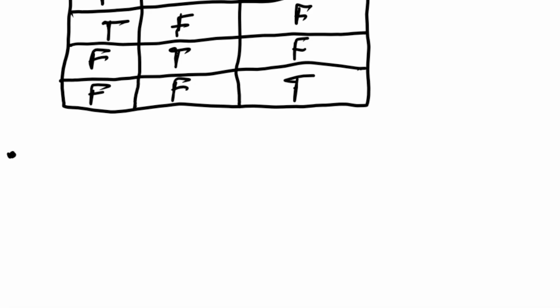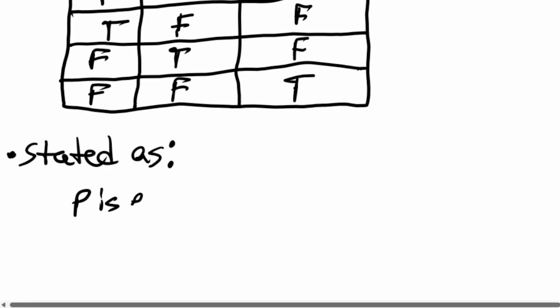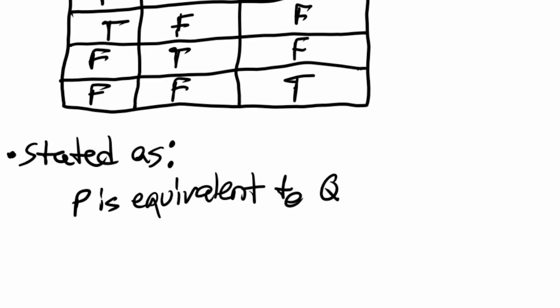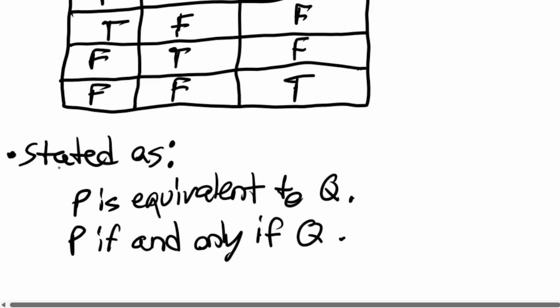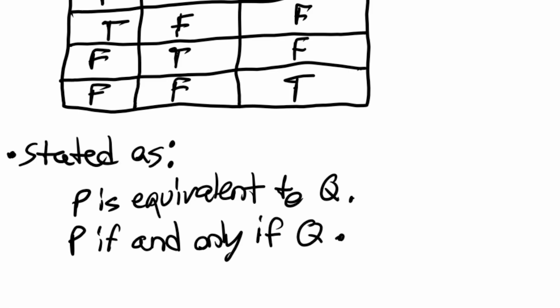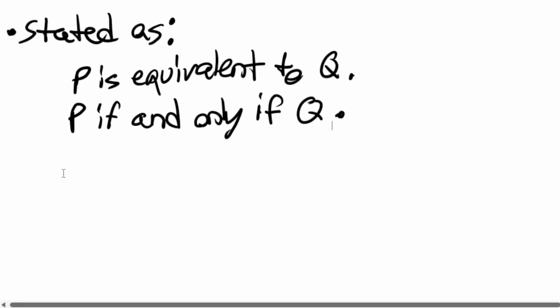So this is stated as P is equivalent to Q, or P if and only if Q. This is just writing out in words what the biconditional means.